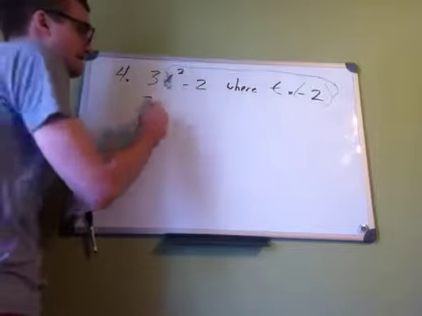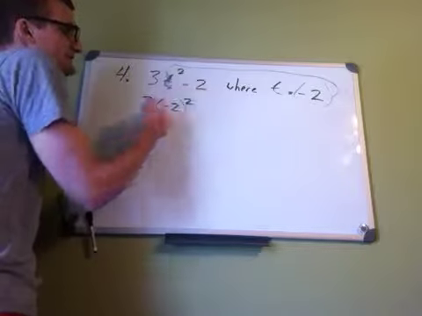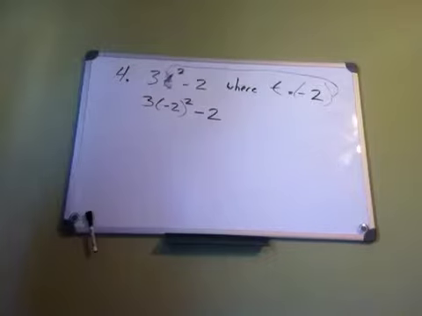T is gone. Bye, bye, bye. Exponent stays where it is. And negative 2. Right?